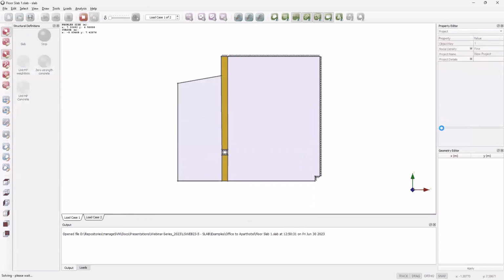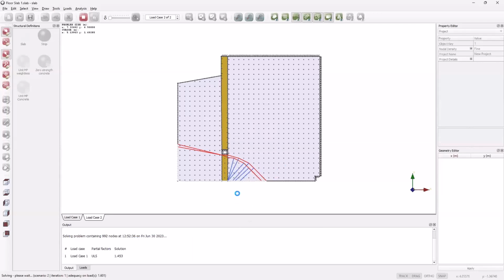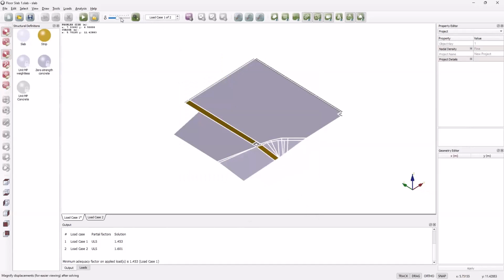So if I solve this problem, what we see is that the software first looks at load case 1, goes through, works out what the critical collapse mechanism is and the associated adequacy factor on that loading. And then similarly, if I go to this second one, actually the failure mechanism is very similar in both cases, but it does the same for the second in-service loading as well. And again, what we can do is animate that solution to get a better idea of how the structure is reacting. And we can see here at the bottom, we have an adequacy factor for both of those load cases. For load case 1, it's 1.453, and for load case 2, it's 1.601. And the implications of that we'll discuss shortly.